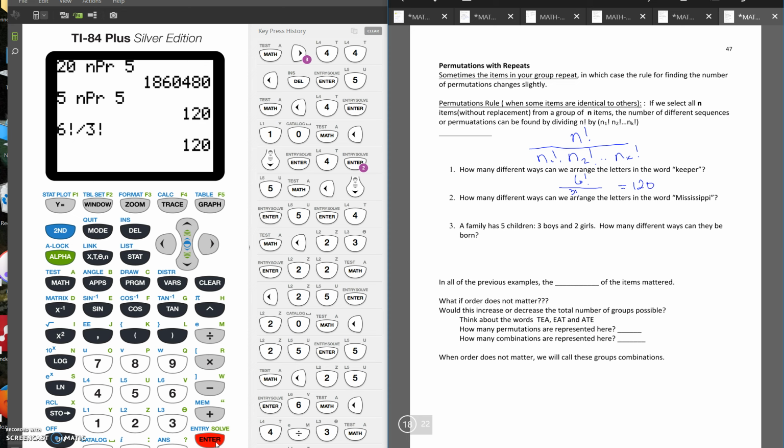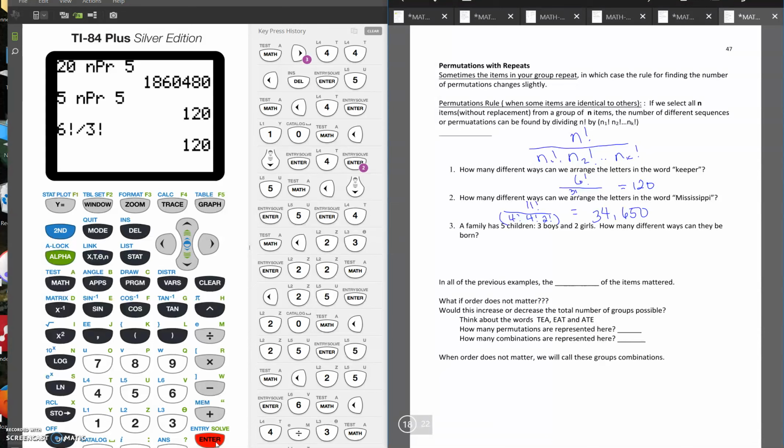So then it says, how many different ways can we arrange the letters in Mississippi? Well, we have 11 letters in Mississippi, so we're going to have 11 factorial. Okay, the I's repeat 4 times. The S's repeat 4 times, and the P's repeat 2 times. Now, when you put this in the calculator, after you hit divide, make sure you put parentheses. And when you put this in your calculator, you'll get 34,650 different ways.